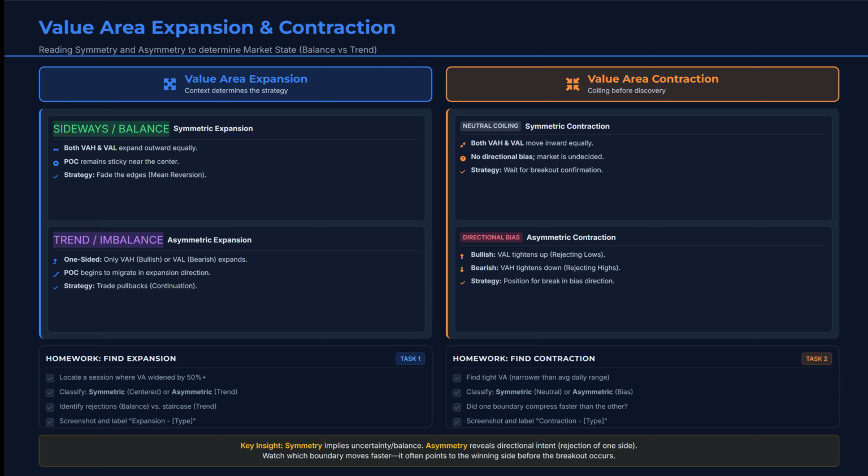You either fade the edges in balanced expansion or wait for confirmation in neutral contraction. Asymmetry reveals directional intent. When one boundary moves significantly faster than the other, whether expanding or contracting, the market is showing rejection of one side and acceptance of the other. This is directional bias before the trend becomes obvious.